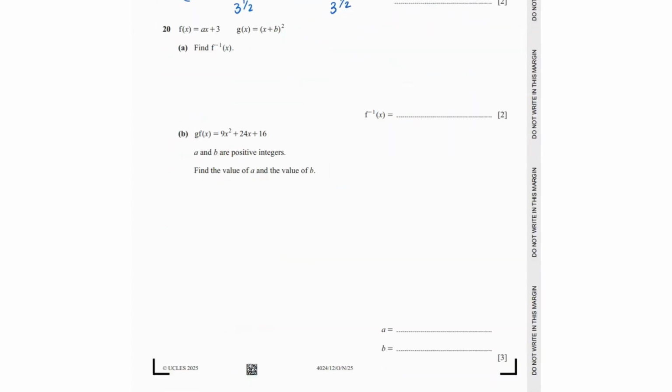Then we have question functions. It says f of x equals to ax plus 3 and g of x is x plus b whole square. Find the inverse of f of x. So for that, we put the function equal to y first. Then we swap the x and y. And now we have to make y the subject of the equation. So we take the 3 to the other side, it becomes x minus 3. And then we divide it by a. So now y is the subject of the equation. So your inverse is going to be x minus 3 over a.